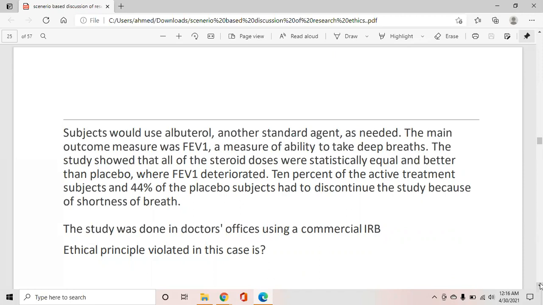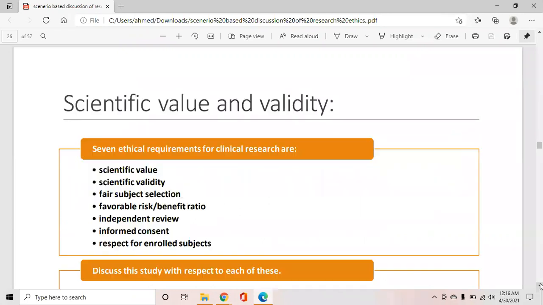The study was done in a doctor's office using a commercial institutional review board. The ethical principle violated in this case is beneficence, scientific validity and value.